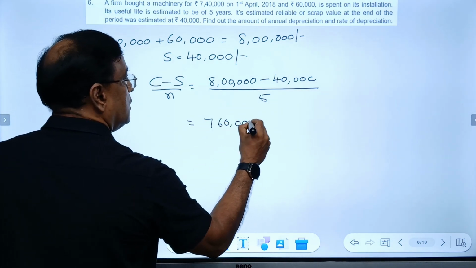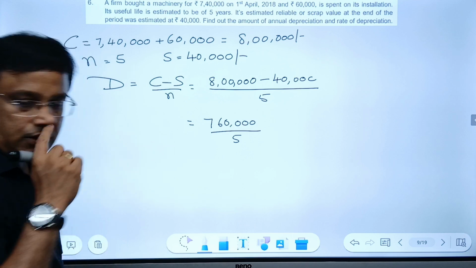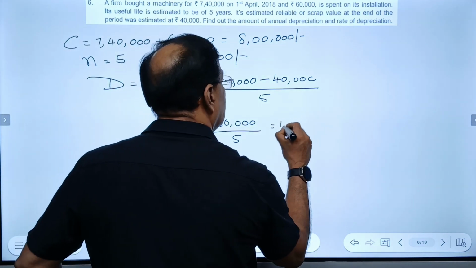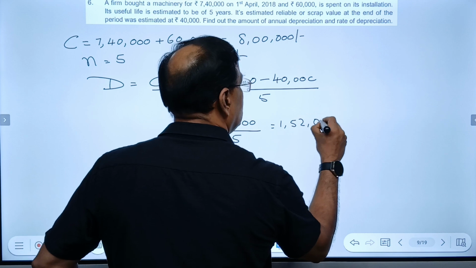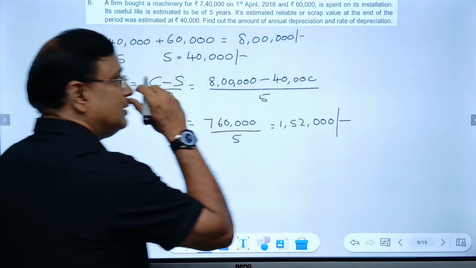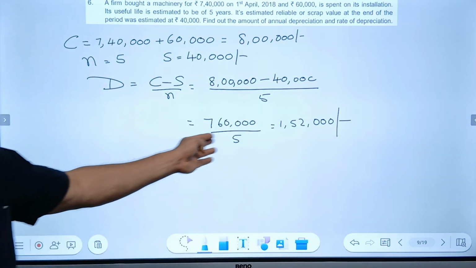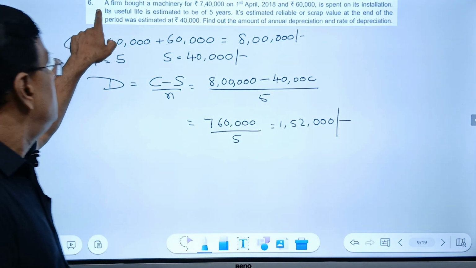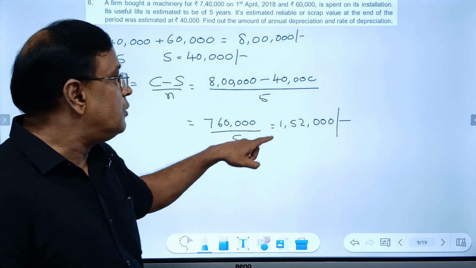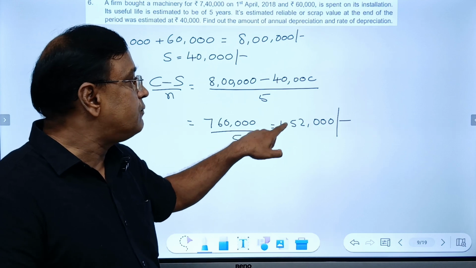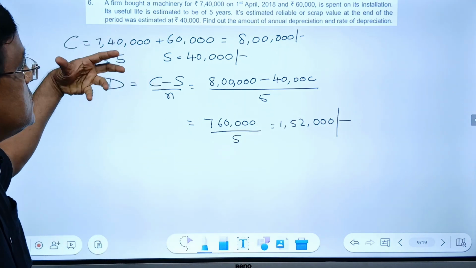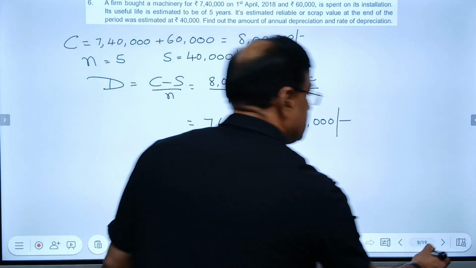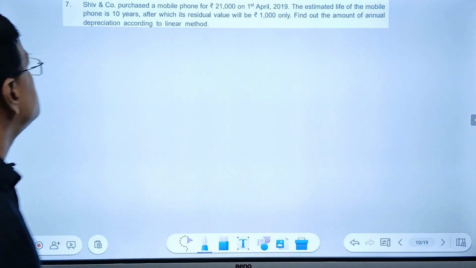So this is 7,60,000 divided by 5. When you divide 7,60,000 by 5, you get 1,52,000. I think you can divide, that's not so difficult. I just want to save time, so that's why I've already done the calculations. So every year it undergoes a depreciation of 1,52,000 for 5 years. After the 5th year, it becomes a scrap, just like what we have been doing all this while. Now let's go to the next question.